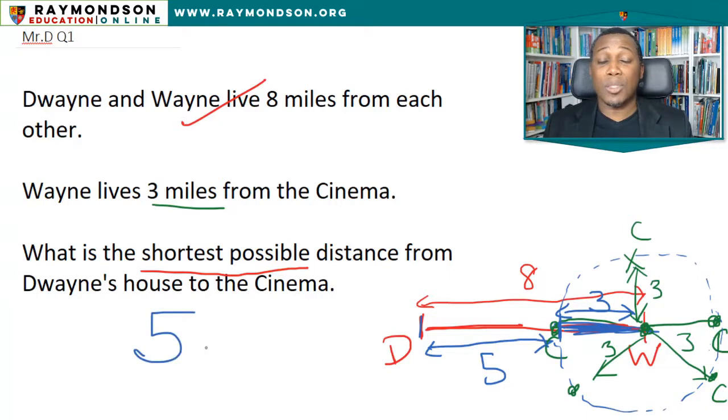What's the shortest possible distance? 5. As soon as you start to go in a different direction from Dwayne's house, you're going to be increasing the distance. And if you don't believe me, get a ruler, draw the diagram, and check it out for yourself. Now, one day I'm going to ask you what's the furthest distance, but not today. Right, let us move on.